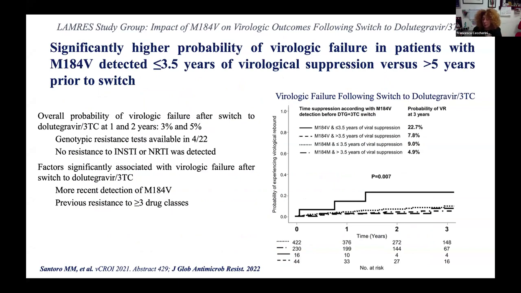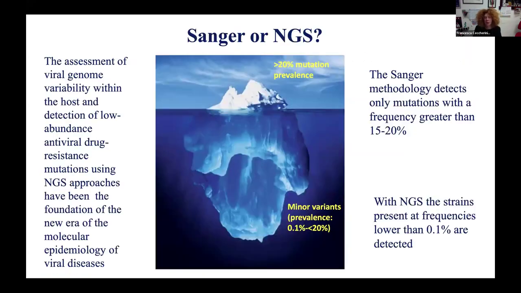Another important message, of course, is how the M184V can have an impact on people that switch to dolutegravir 3TC. That is a very widely used treatment now. And indeed, we see that if individuals have had M184V in the past but with more than 3.5 years of viral suppression, the risk of virological failure is lower than in individuals that had M184V less than 3.5 years ago. So more recent detection of M184V and previous resistance to more than 3 drug classes were the factors significantly associated with virological failure after switch to dolutegravir 3TC.